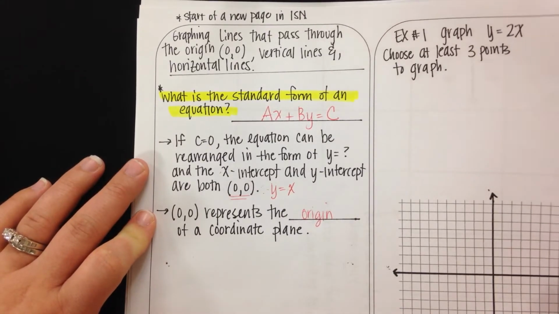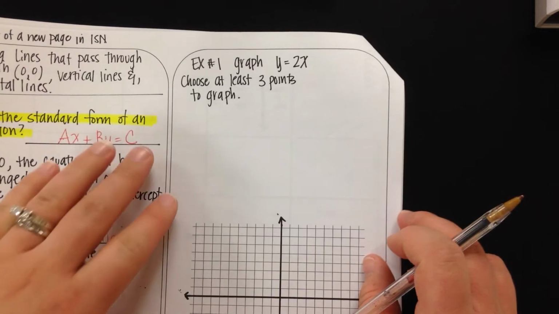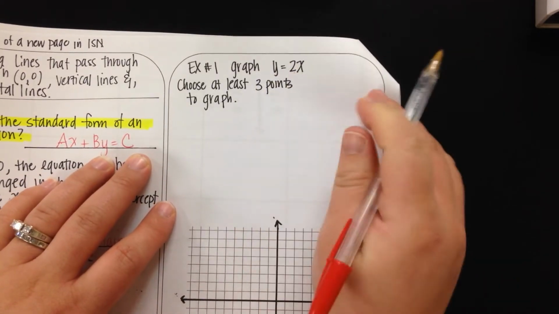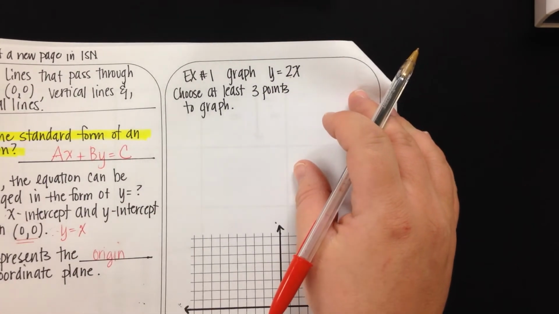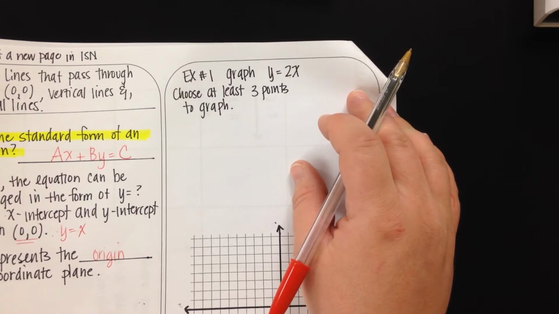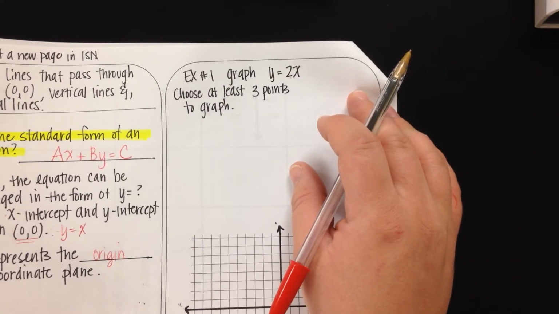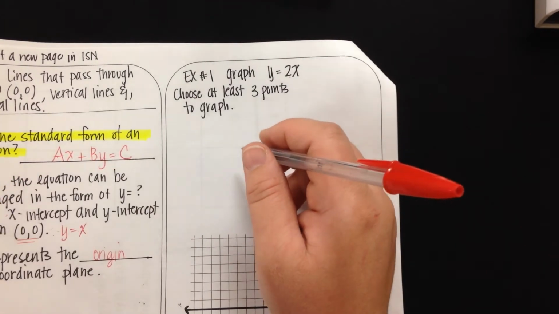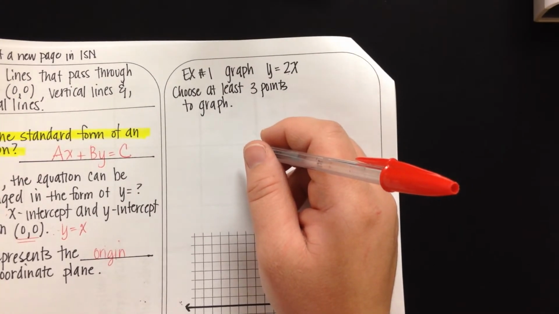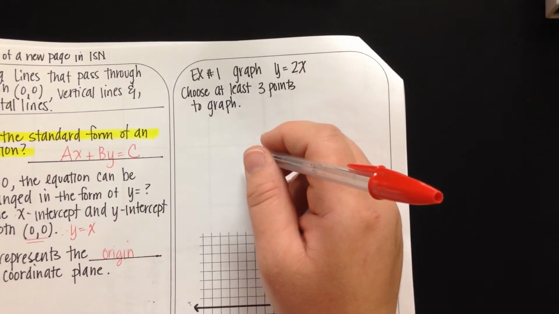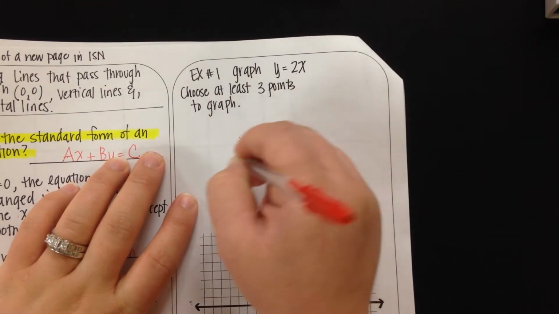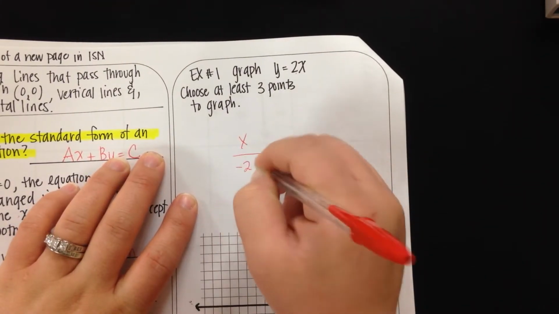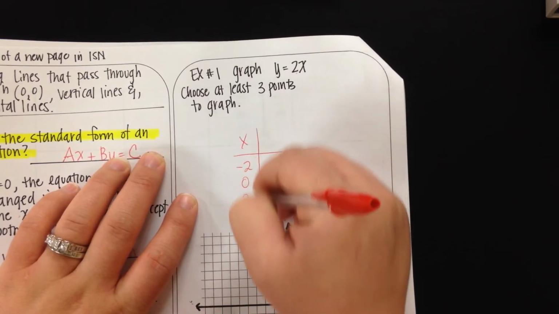Okay, so let's go over to this page 2, and let's graph y equals 2x. Now let's test this theory. We know that we can pick out some points for x, plug it in, get a y value, and get a set of coordinate pairs. So let's do that real quick. We're going to just pick 1 negative, 0, and 1 positive. So I'm going to do 2. So negative 2, 0, and 2.